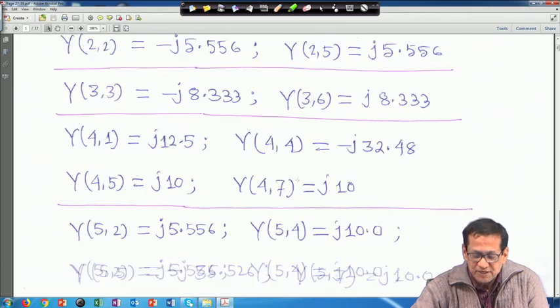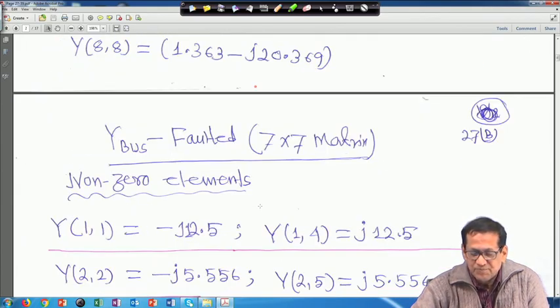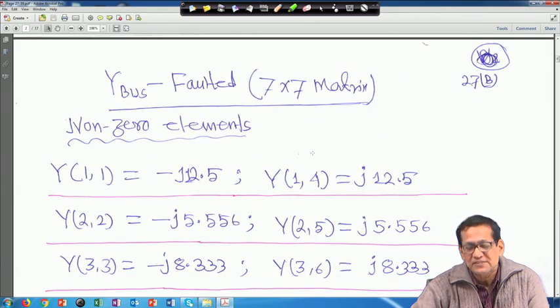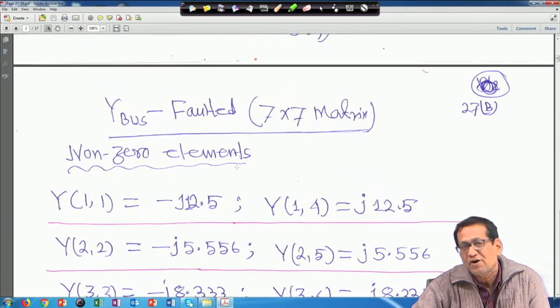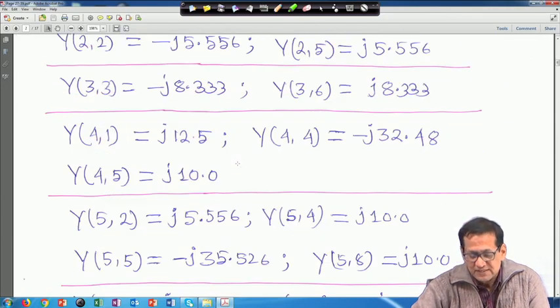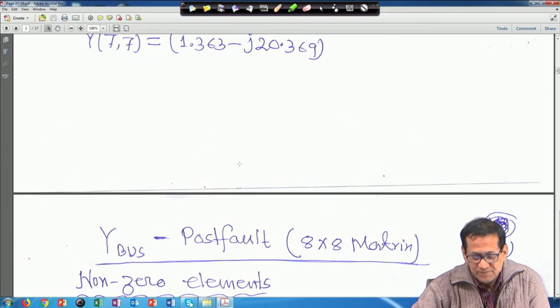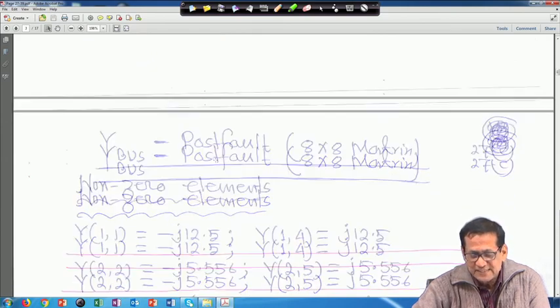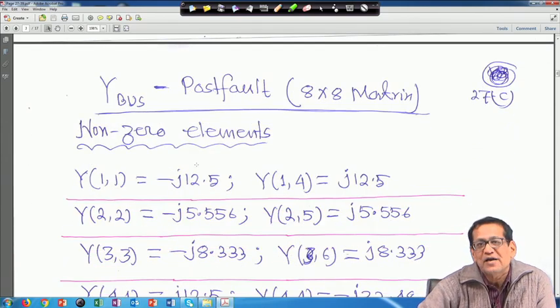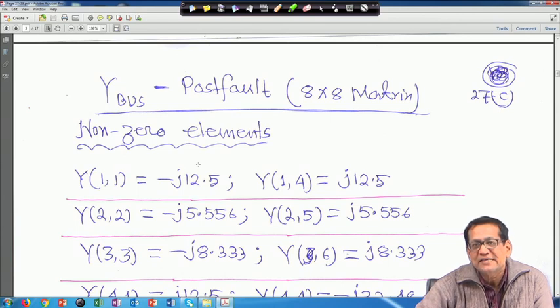This will be your 7 into 7 matrix for the faulted bus, where the fault has occurred at bus 7. And for your post fault case, the non-zero elements, you will again go back to 8 into 8, but in that case that line was removed.